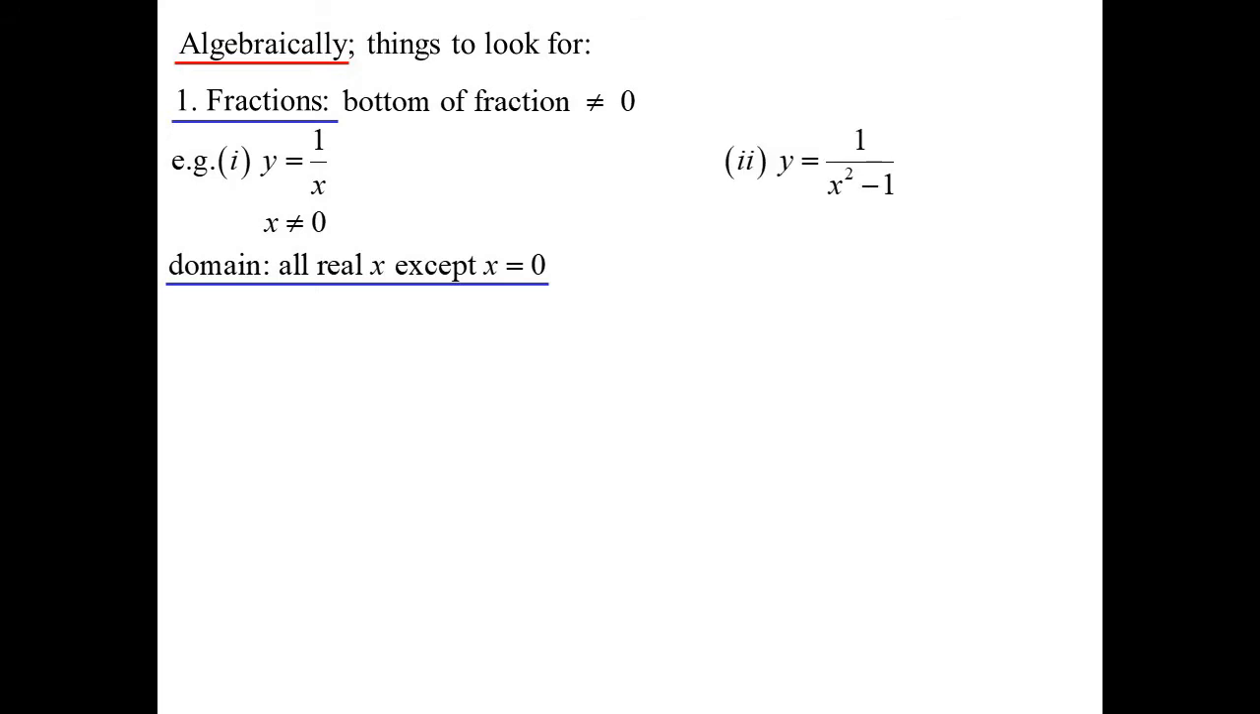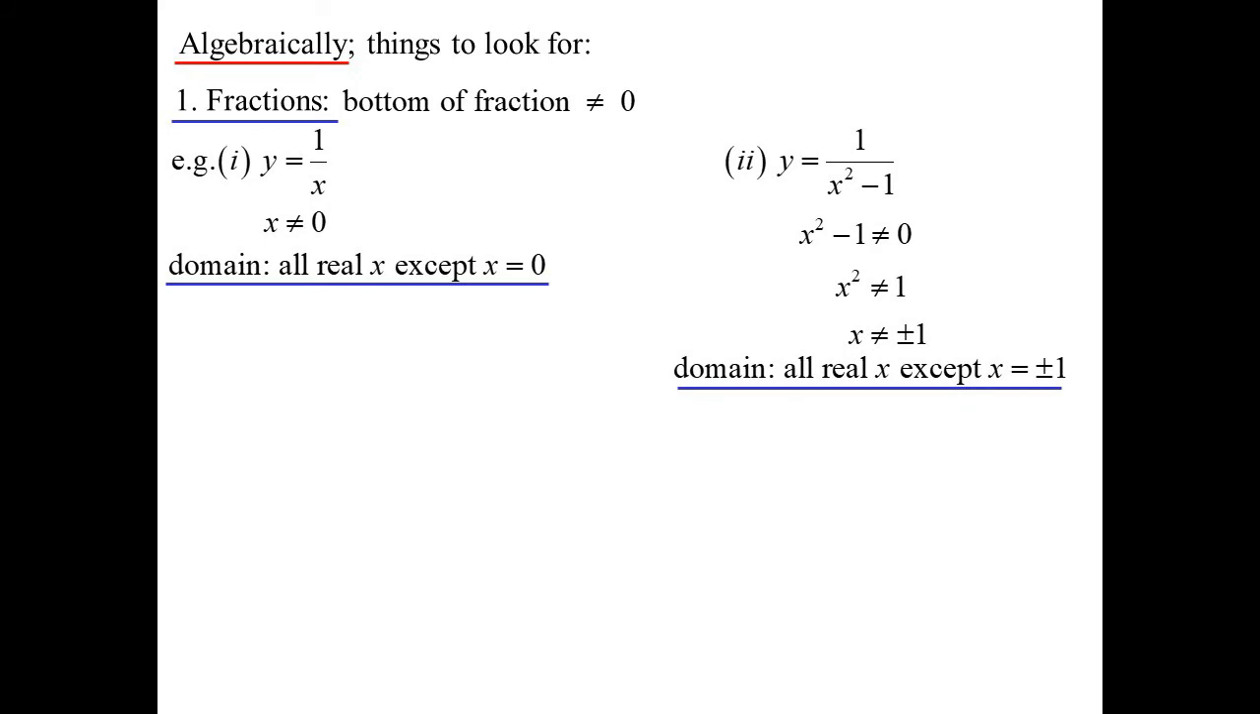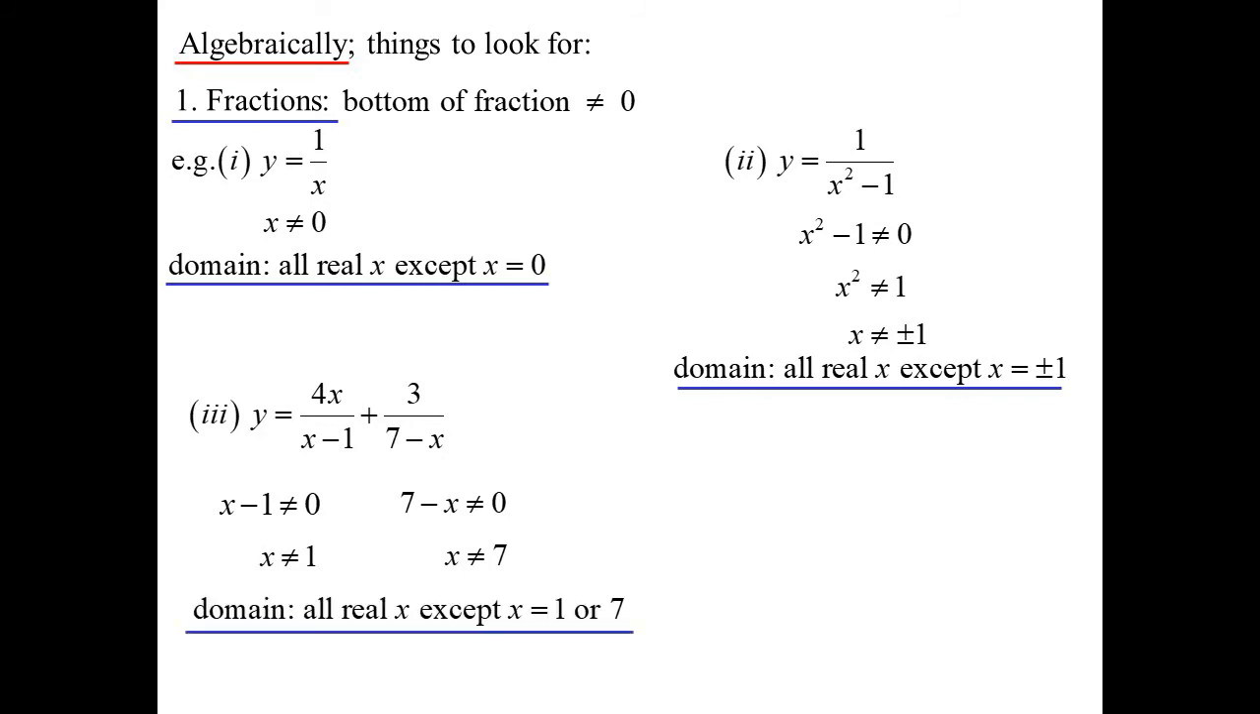So if I had something like 1 on x squared minus 1, again, I'm looking at it, fraction. That bottom of the fraction may cause me problems. I know x squared minus 1 can't equal 0. So x squared's not 1. Therefore, x can't equal plus or minus 1. I won't get answers if I try and substitute those in. So I'd have all real x except for those two values, plus or minus 1. Two fractions, well, I look at both denominators in this case. So I know x minus 1 can't equal 0. So there's one exclusion. And 7 minus x can't equal 0. There's another exclusion. So all real x's except 1 and 7 in this case.